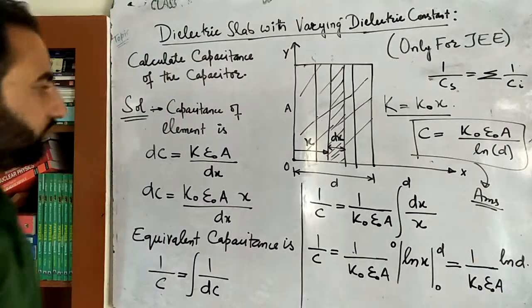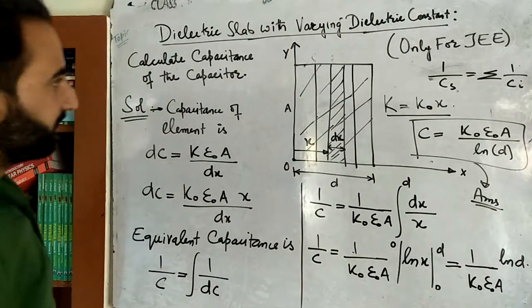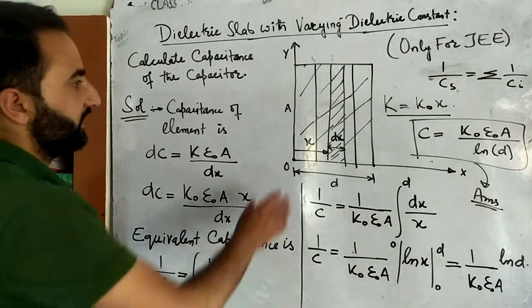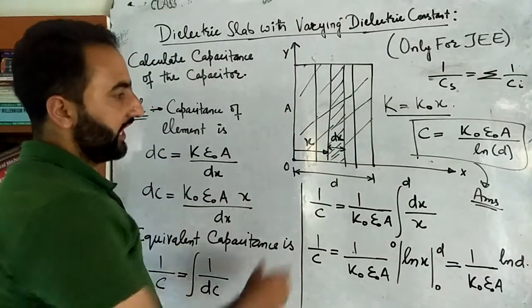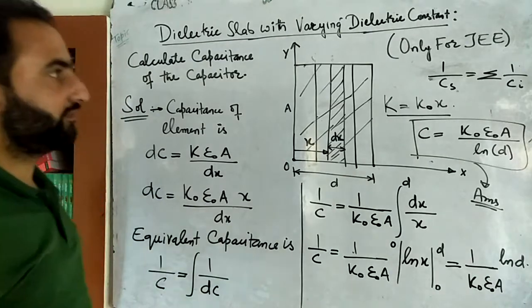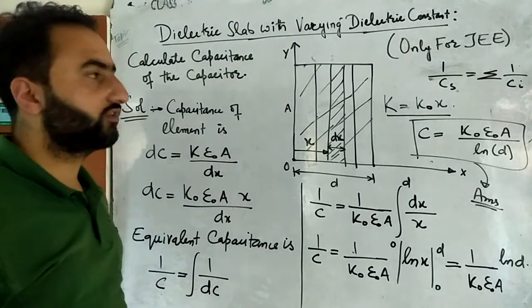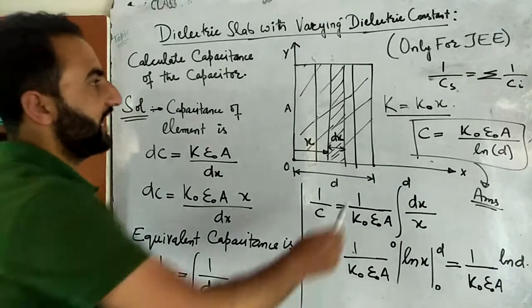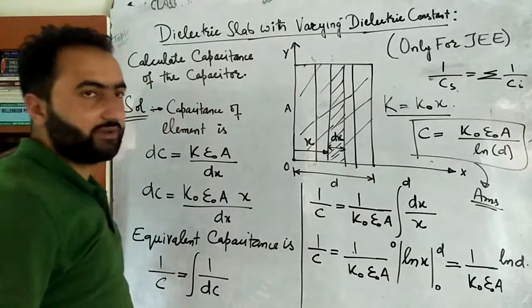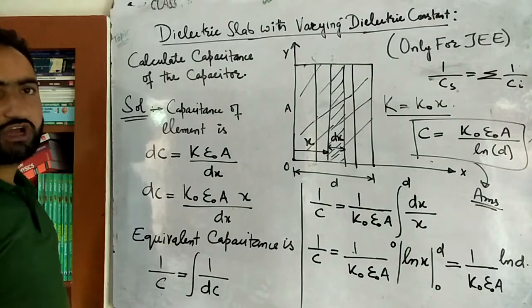Okay, so I'll repeat it a bit. First of all, here we have this parallel plate capacitor, the area of the plates is given, that's called A, and the separation between the plates is D. But this time there's a dielectric slab whose dielectric constant varies with the distance x, as K is equal to K naught multiplied by x. Now we are supposed to calculate the equivalent capacitance.